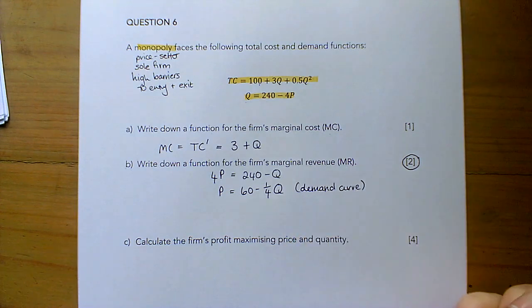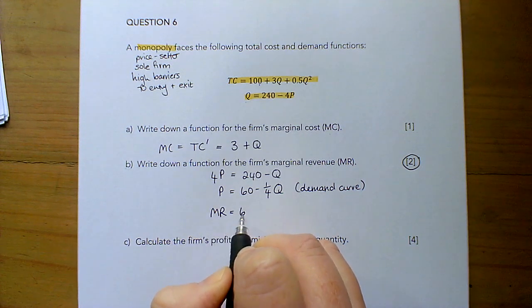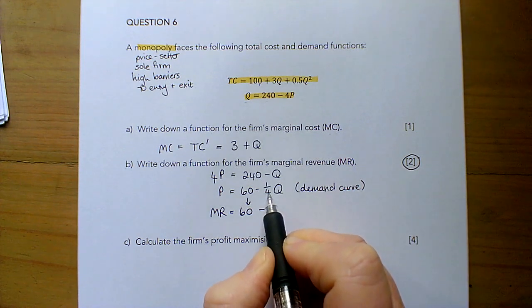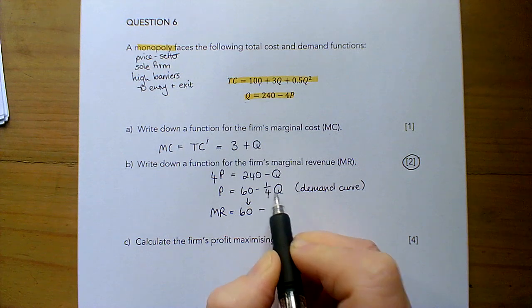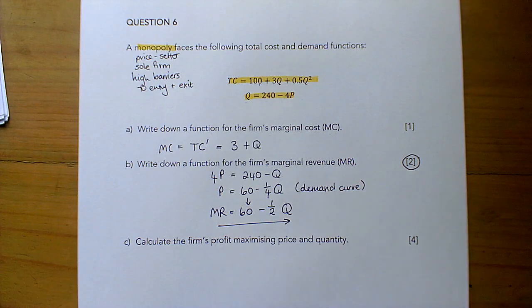And then just using everything we've learned up until now, my marginal revenue will have the same intercept, and the slope will be twice the demand curve slope. So 2 times a quarter gives me a half. And so this is the marginal revenue function.